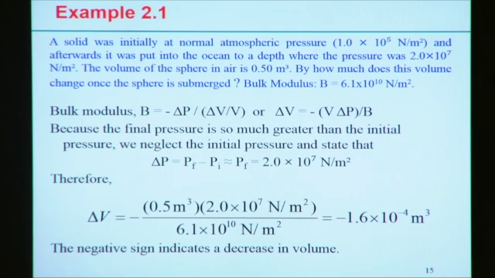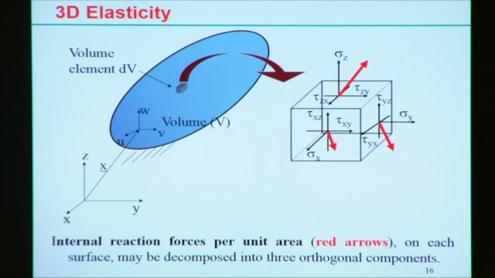This negative sign actually indicates there is a decrease in volume with the application of the pressure. Now we come to the three-dimensional state of stress, and of course in all these cases the analysis is limited to within the elastic limit. So far we have discussed the one-dimensional or one-directional state of stress. Now we will try to extend the concept of the one-directional state of stress to the three-dimensional case.